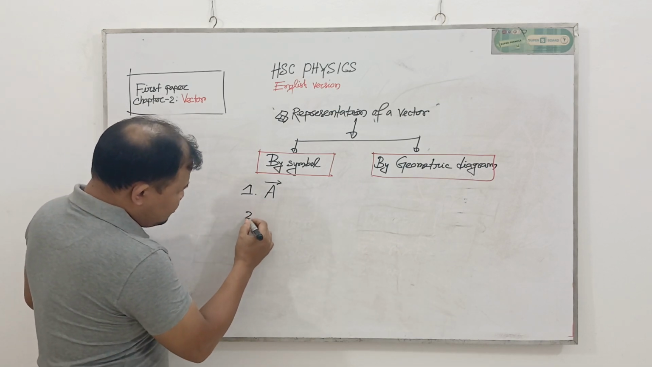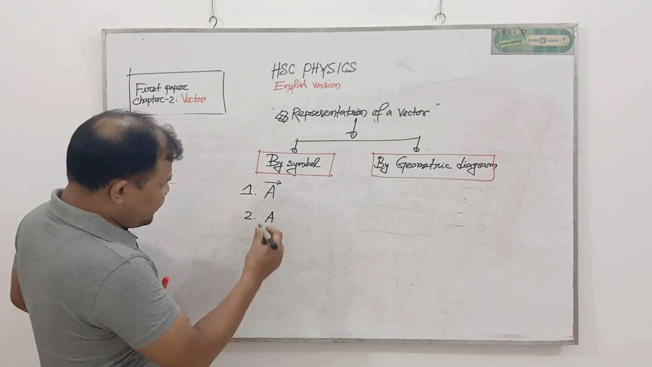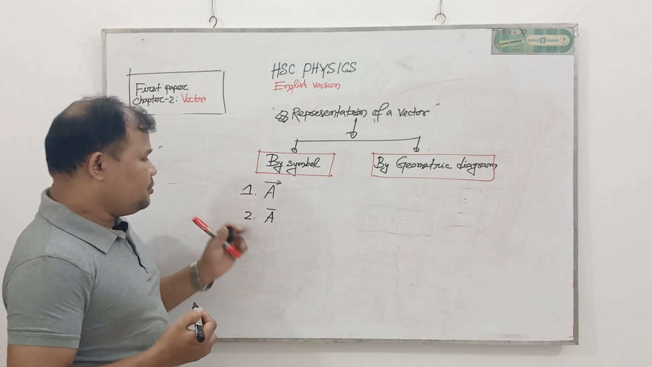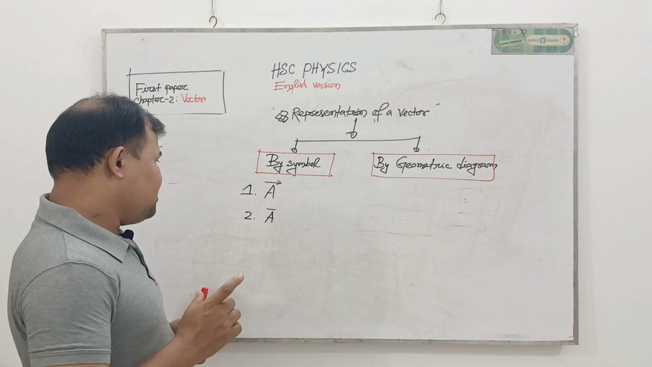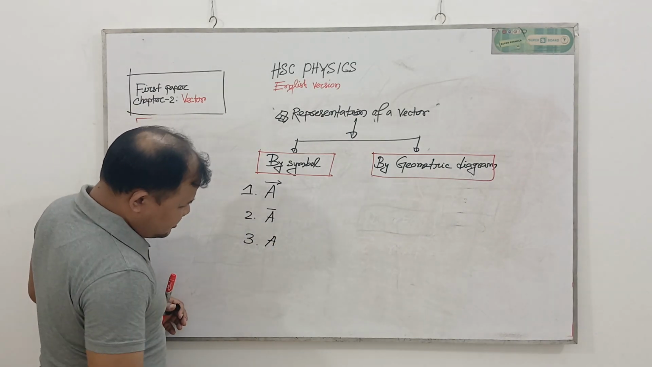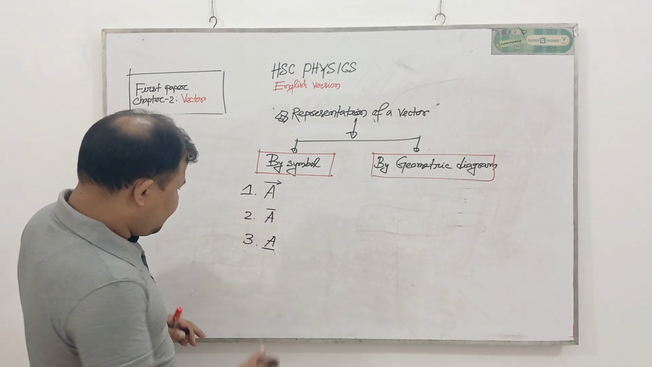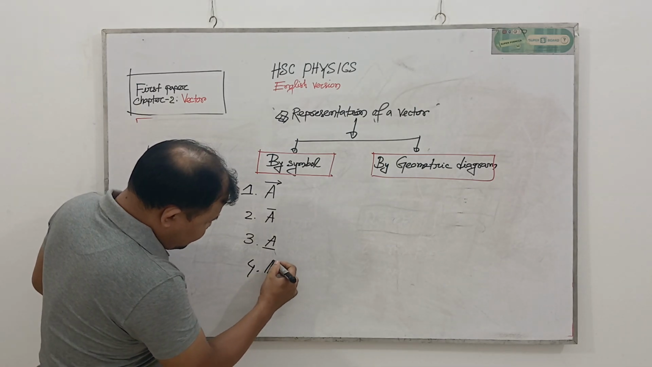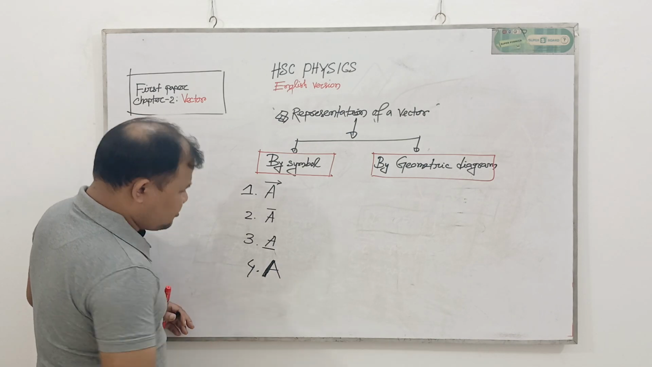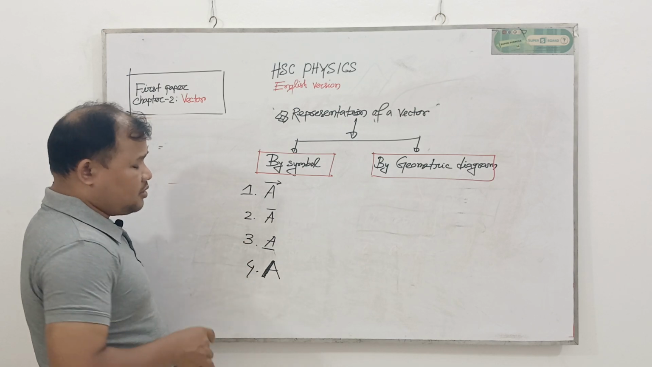Number two option: if we write any kind of alphabet and write the average sign at the top of this alphabet, then this will be another way for representation of the vector. Number three option is we write an English alphabet and write an underline. And number four option is we write a bold letter, any kind of capital alphabet. These are the four types of options.